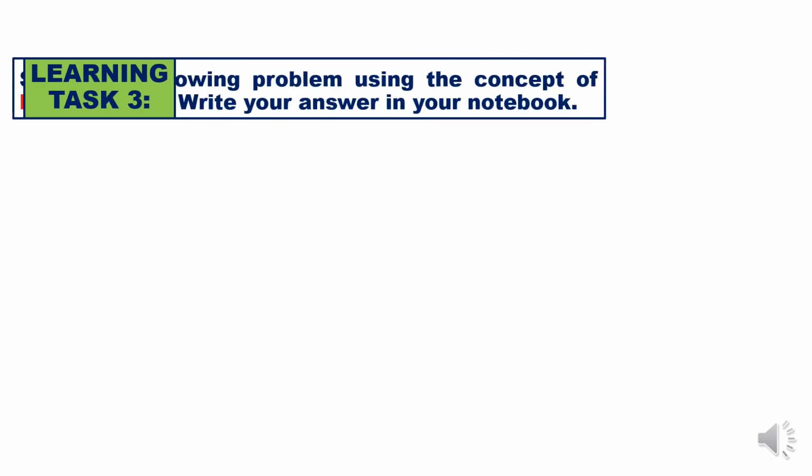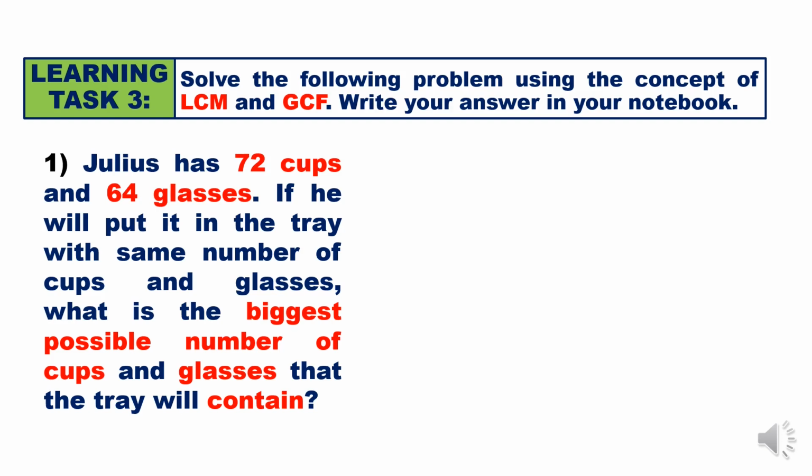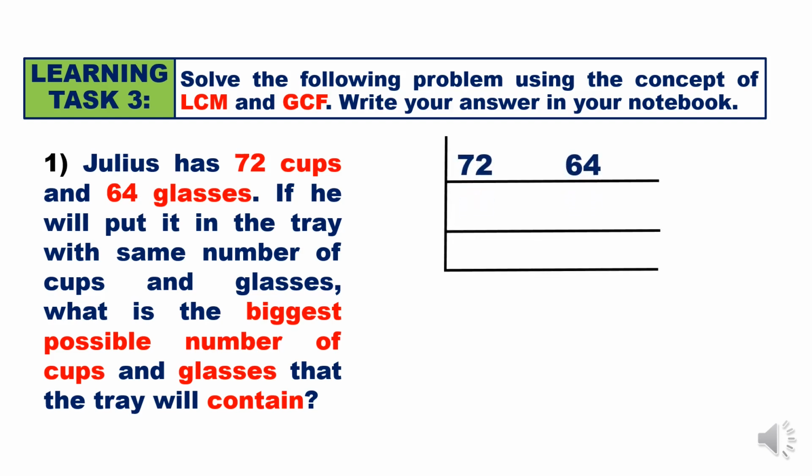For learning task 3, solve the following problem using the concept of LCM and GCF. Write your answer in your notebook. For number 1 question, Julius has 72 cups and 64 glasses. If he will put it in the tray with same number of cups and glasses, what is the biggest possible number of cups and glasses that the tray will contain? To solve this problem, gagamitin natin ang GCF. So, alamin natin ang GCF ng 72 and 64.